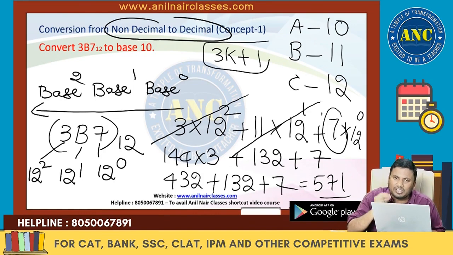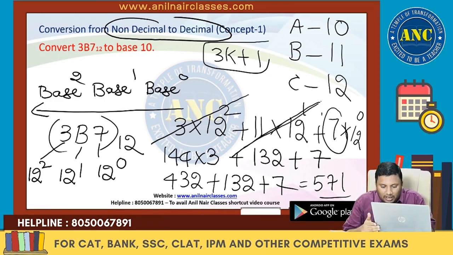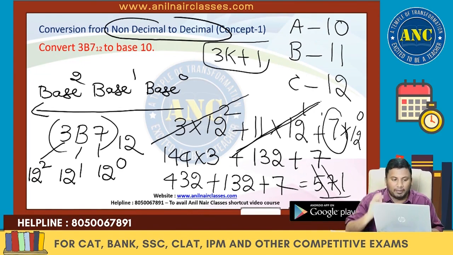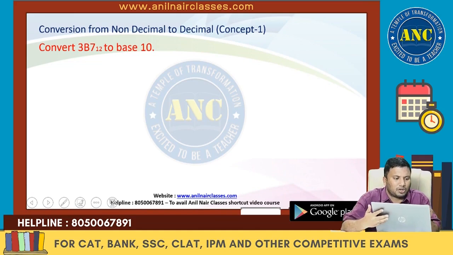12 is divisible by 3. This 12 is also divisible by 3. 7 when divided by 3, 3 twos are 6, remainder 1. The answer when divided by 3 should give a remainder 1. 5 plus 7 is 12. It is divisible by 3. Remainder 1. I will take as many questions as possible.